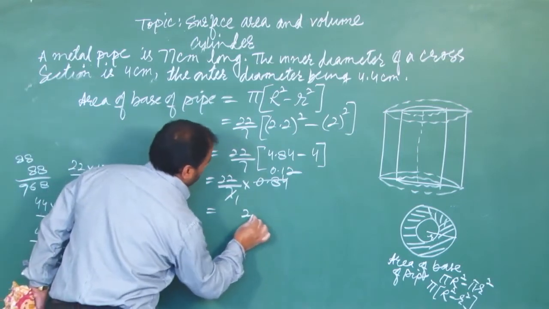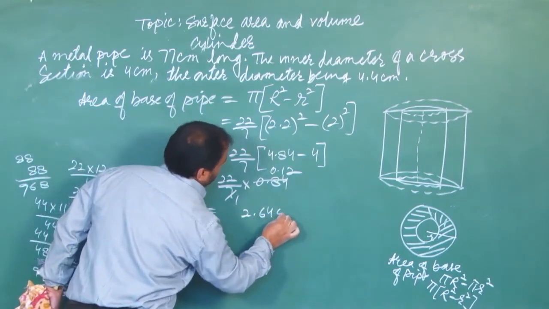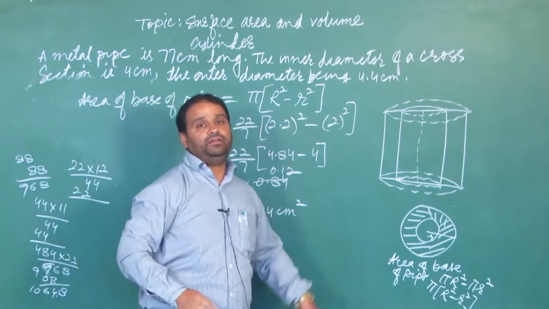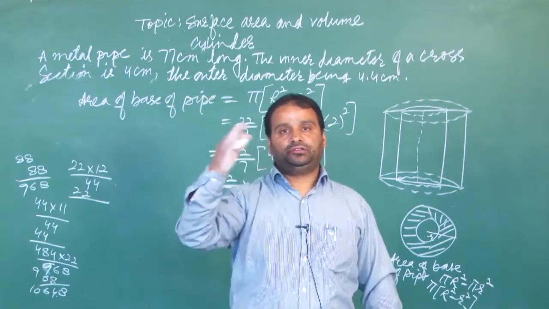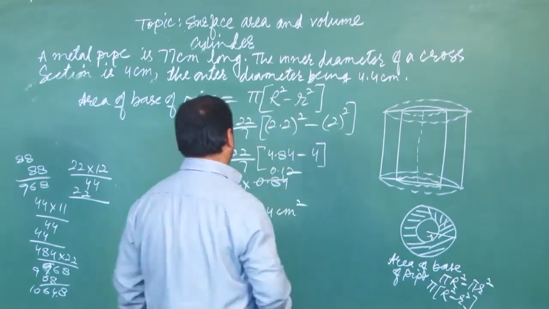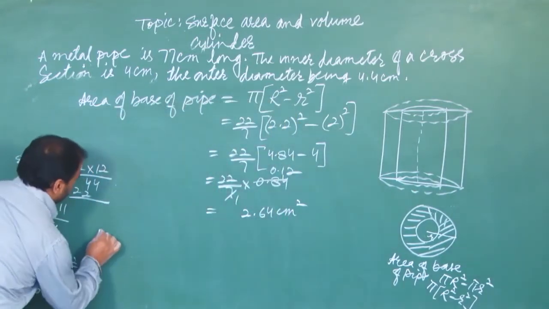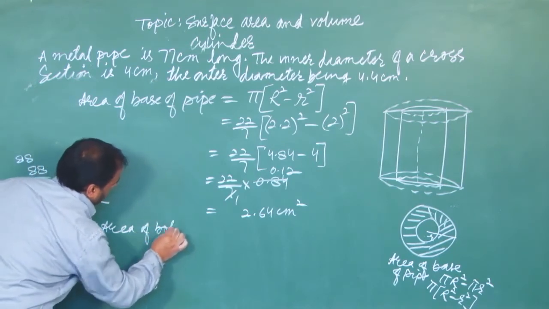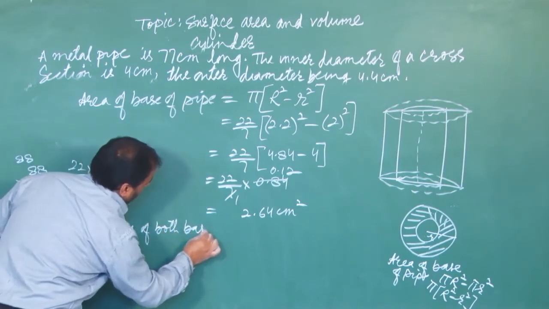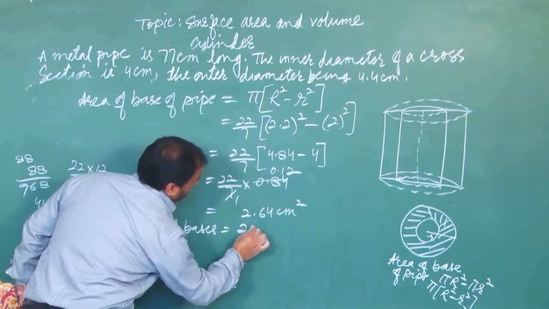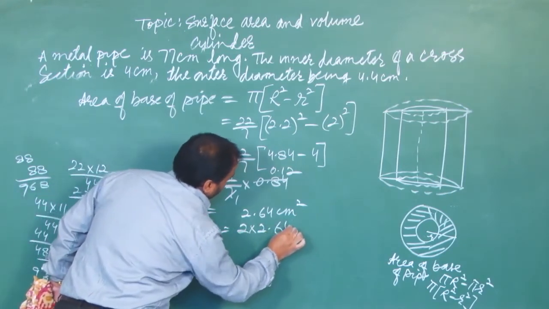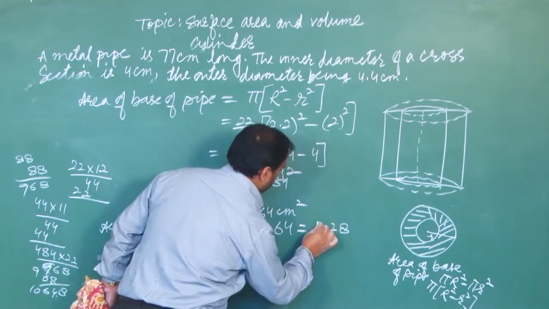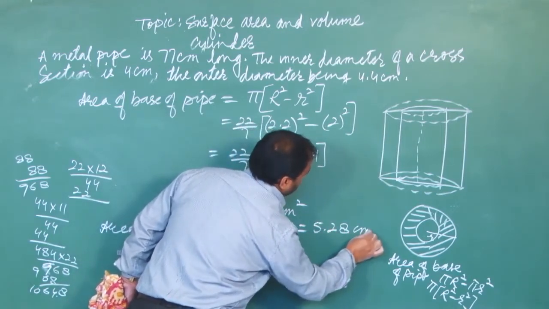it's 2.64 centimeters square. And because this pipe will have two bases, one at the top end and another at the bottom end, the area of both the bases will be twice 2.64. It is 5.28 centimeters square.